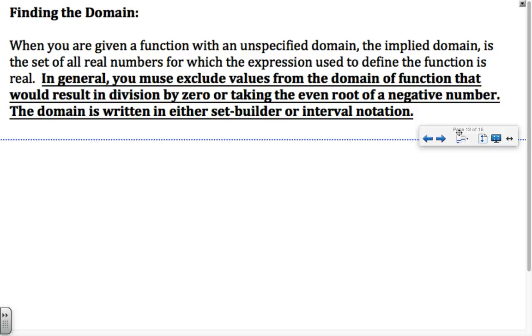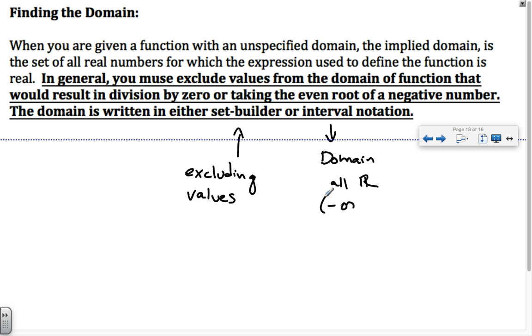Now, generally you're probably going to want to use set builder notation, because set builder notation is very good at excluding values. Interval notation, I'll tell you right now, is only really good when your domain is either one-sided, so it's unbounded on one side, or if the domain is all real numbers, which would be negative infinity to positive infinity. Otherwise, if you have to exclude any values, you're going to want to use set builder notation to do it.